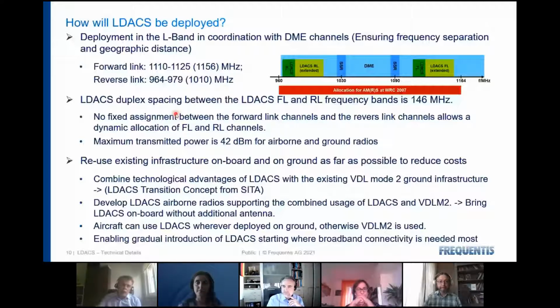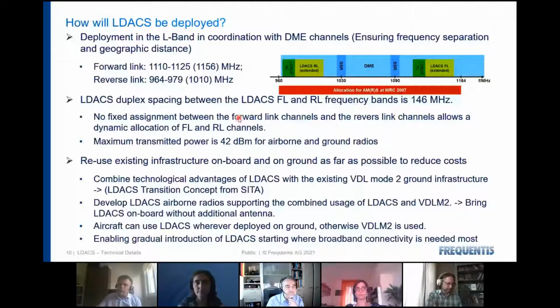And we have no fixed assignment between the forward link channel and the reverse link channel, which allows us a dynamic allocation of the two links. The assignment between the forward and the reverse link will be distributed by the broadcast channel. The maximum transmitted power is 42 dBm for the airborne and the ground radio. That's roughly 16 watts.